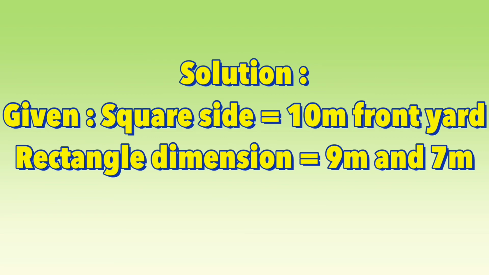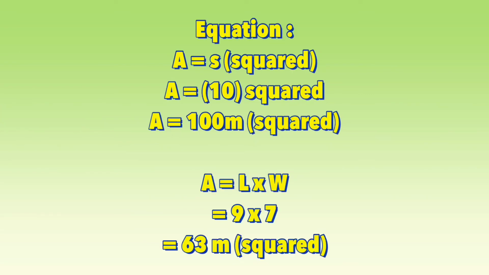So we have to pick up the given. The square side is equal to 10 meters, the front yard, and the rectangular dimensions are 9 meters by 7 meters. Our equation: we first write the area of a square, and the area of the rectangle, length times width. Then we're going to compute the area of the square.